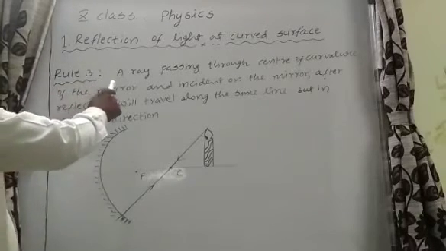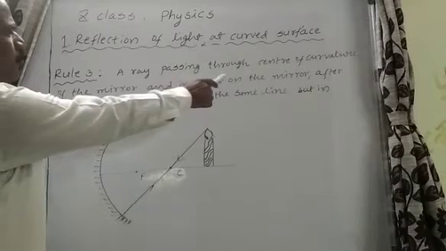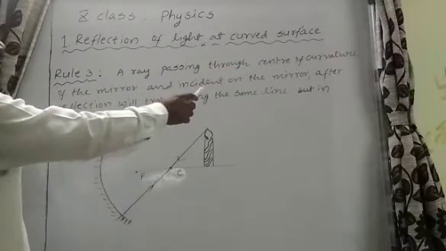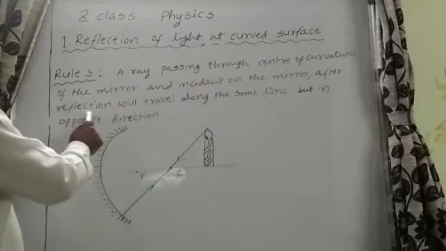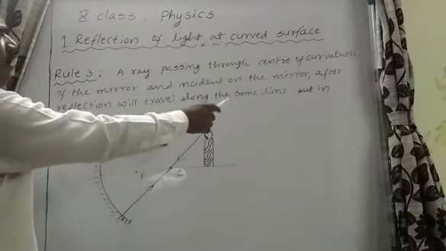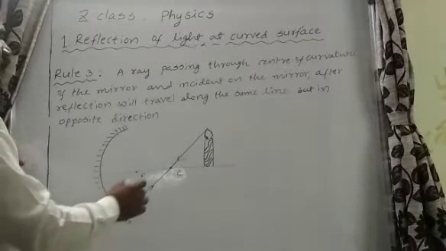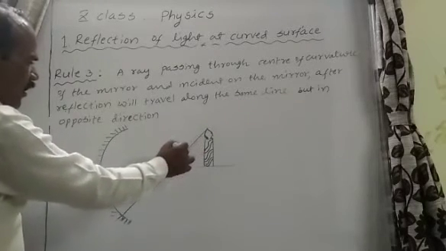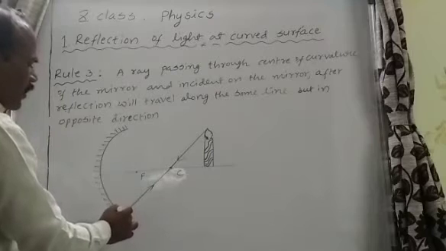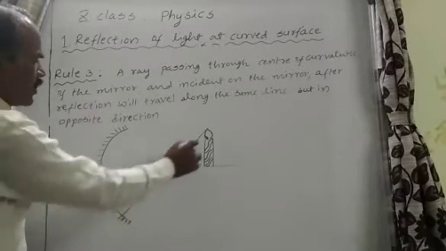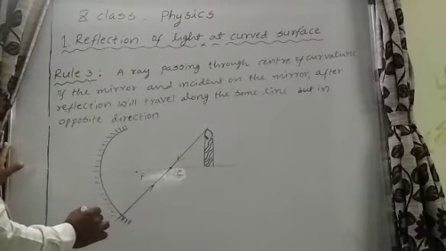Rule 3: A ray passing through the center of curvature of the mirror and incident on the mirror will, after reflection, travel along the same line but in the opposite direction. This is the incident ray. It strikes the concave mirror. Then the reflected ray travels along the same path in the opposite direction.